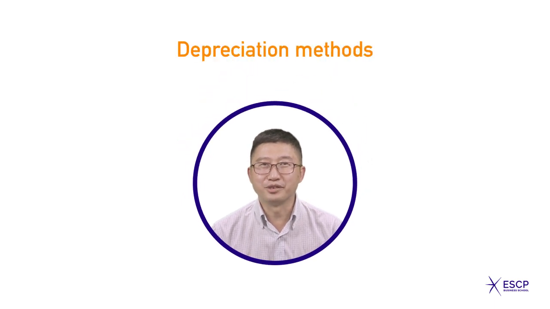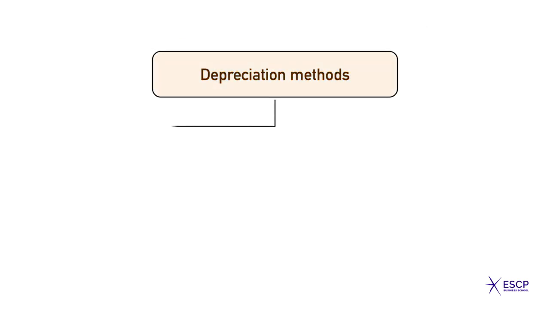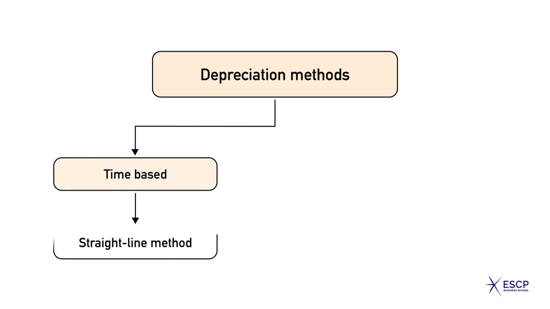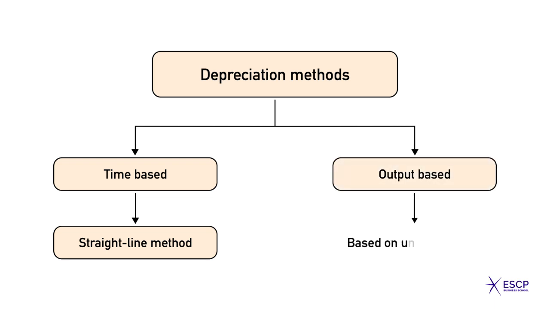Finally, to depreciate an asset, a method may be chosen. Different methods may be used in the various accounting standards. The most common methods to depreciate assets are time-based, like the straight-line method. Other methods favor depreciation of an asset based on unit produced.